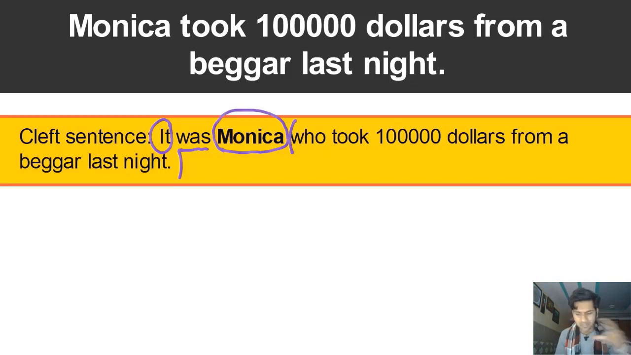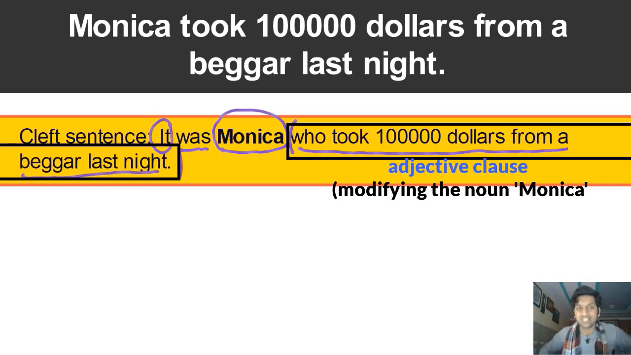So focusing on one particular element in a sentence in speaking is very easy, because you can use intonation, you can use your voice, you can rise it and focus on the part that you want to focus on. But in writing, we use cleft sentences to add the focus on particular items, right? So it was Monica who did this. Who took $1 lakh from a beggar last night? This is a relative clause, a dependent clause working as an adjective. So it's basically an adjective clause, right? It was Monica followed by the information that we already know.